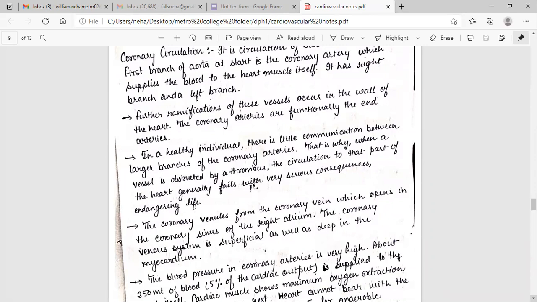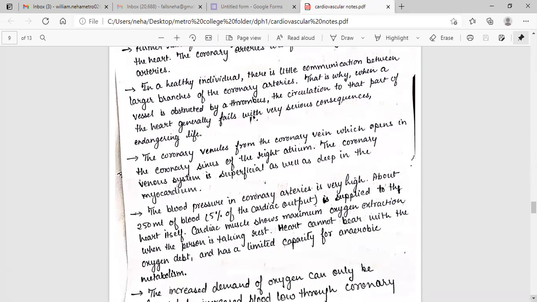The coronary venules form the coronary vein, which opens in the coronary sinus of the right atrium. The coronary venous system is superficial as well as deep in the myocardium. The blood pressure in coronary arteries is very high. About 250 ml of blood, 5% of the cardiac output, is supplied to the heart itself.